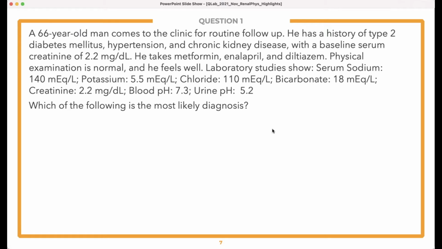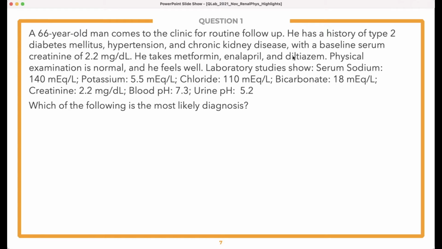So again, the question, which of the following is the most likely diagnosis? So think about how many steps you think it would take to answer this question. You can put your responses in the question box. And now I'm going to hand it over to Paris to help break this down. Paris?